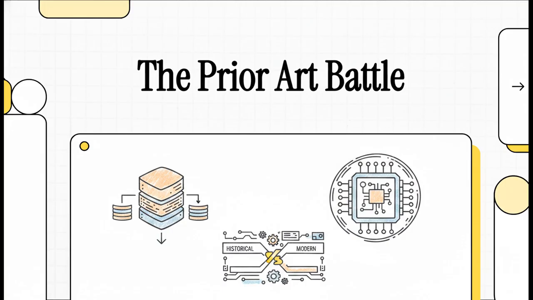Today, we are focusing on the prior art battle. We're distinguishing historical hierarchies. Because what happens when a modern patent claims to unify data and execution, but computer history shows us we've been trying to do exactly that for over 50 years? Well, we're going to find out.